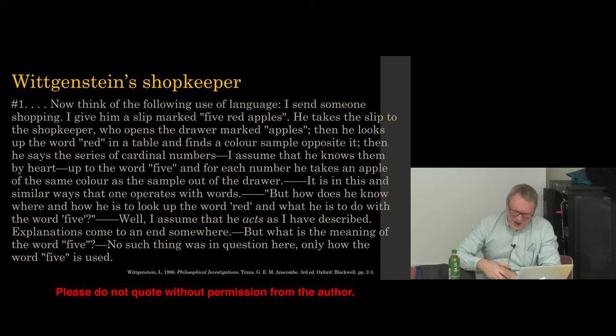But how does he know where and how he is to look up the word "red," and what he is to do with the word "5"? Well, I assume that he acts as I've described. Explanations come to an end somewhere. But what is the meaning of the word "5"? No such thing was in question here, only how the word "5" is used.